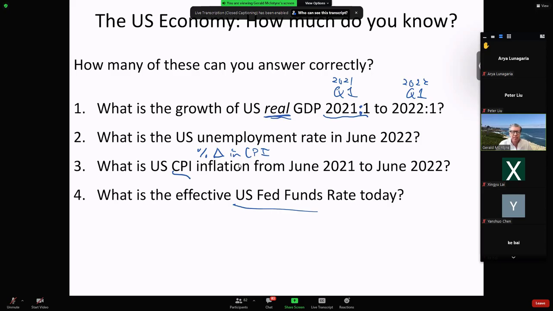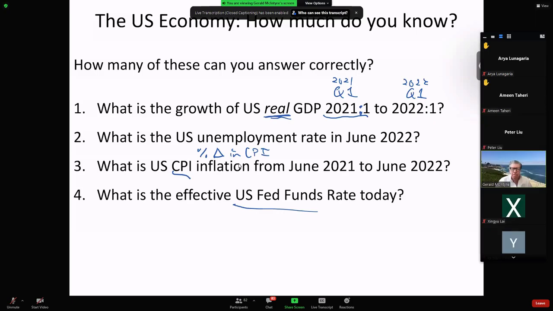No volunteers on that? David in chat, that's the kind of question you can ask me in office hours. Any volunteers for what the federal funds rate is? Somebody should be raising their hand. We have two hands raised. Okay, let's see here. I know I can't get those hands. There we are. Arya? I'll ask you to unmute there.